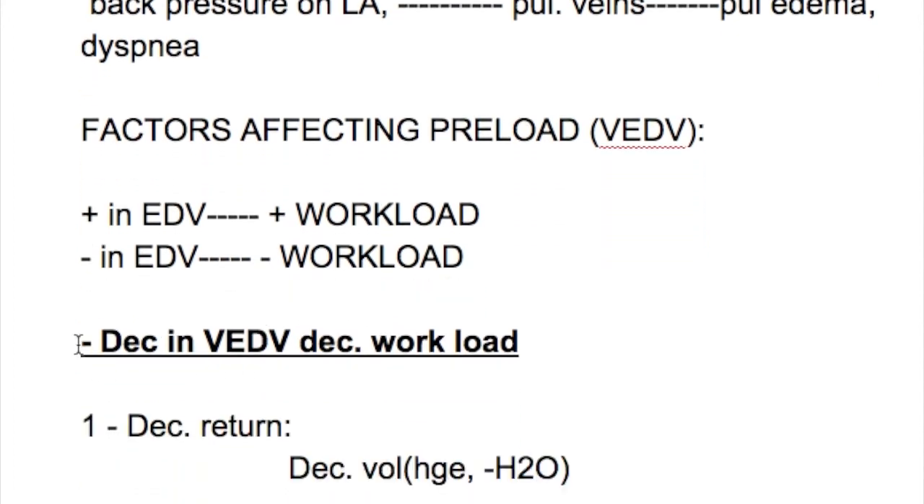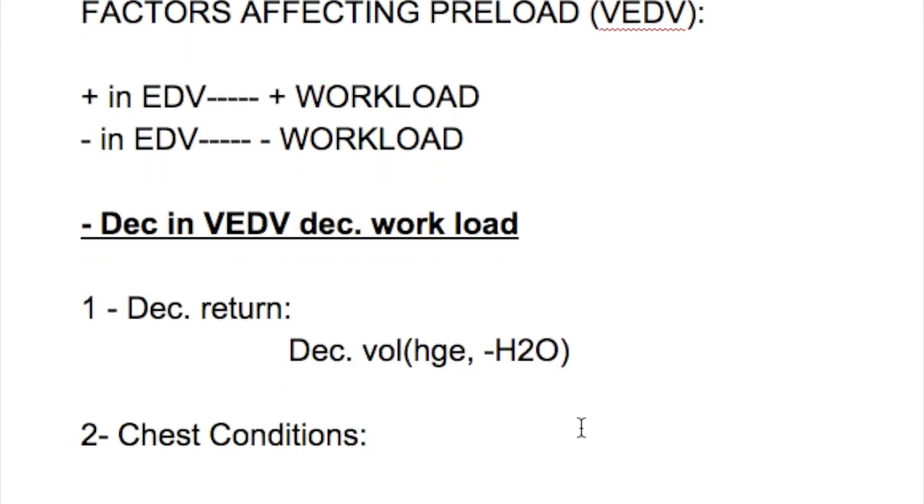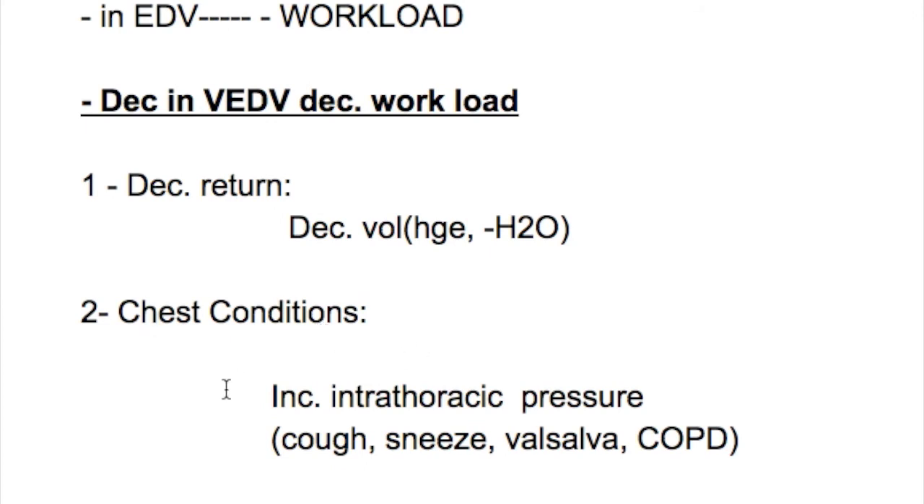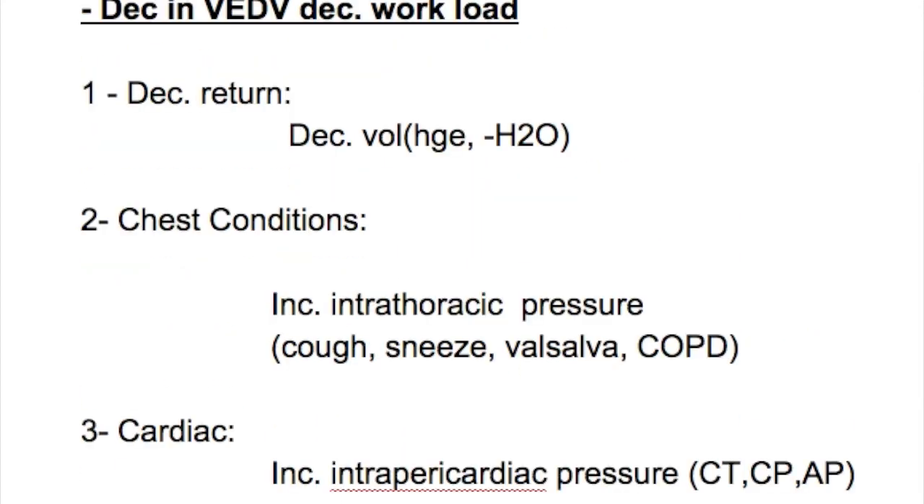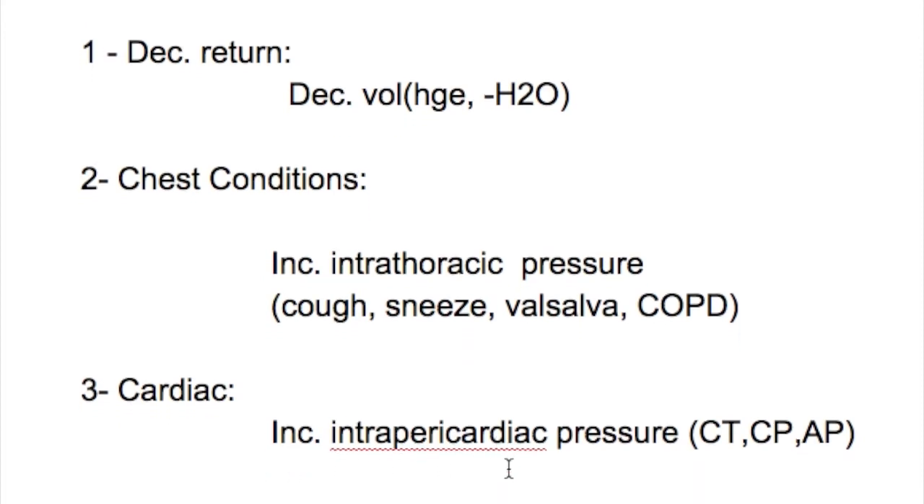So what are the conditions that decrease the end diastolic volume? Number one, decreased venous return, as occurs in decreased volume, which occurs in hemorrhage and dehydration. Chest conditions that lead to a decrease in end diastolic volume or the workload are increased intrathoracic pressure, cough, sneeze, Valsalva, and COPD.